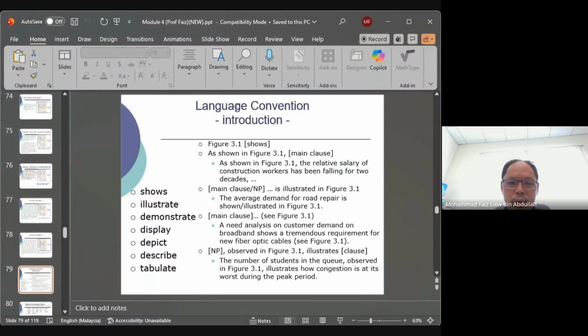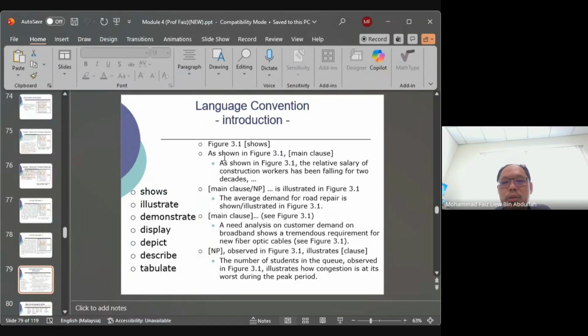Language convention. Introduction. As I always say, before this, my students always left out the word. Figure 1.3.1. For example, you can start with a statement like this: Figure 3.1 shows. Of course, if the thesis is very thick, you cannot always have the same line: Figure 1.3.1 shows, Figure 2.1 shows. So maybe in some parts you change it.